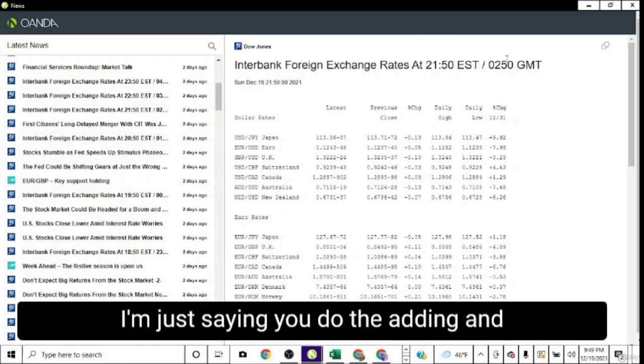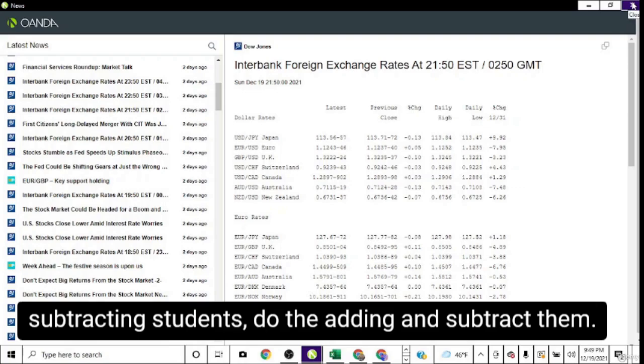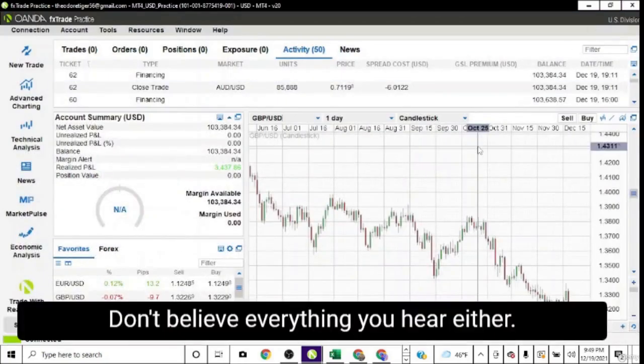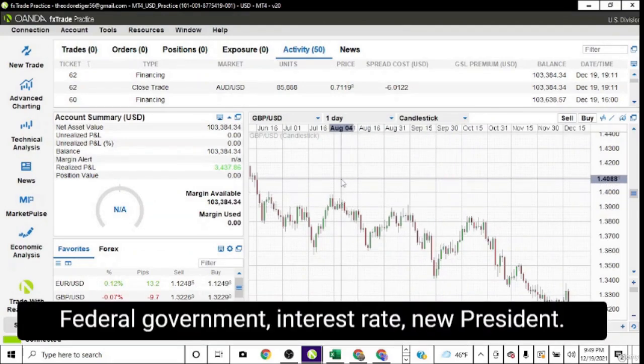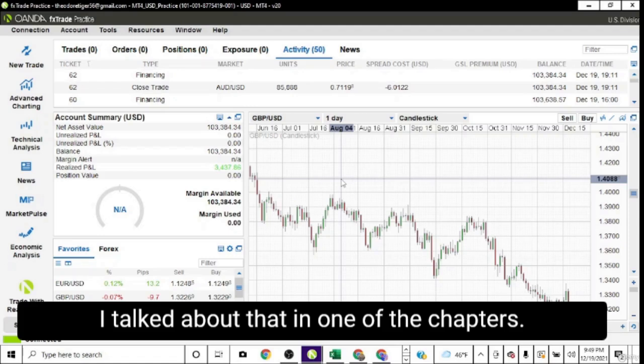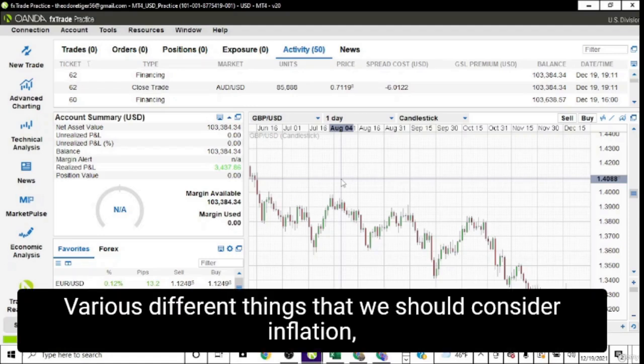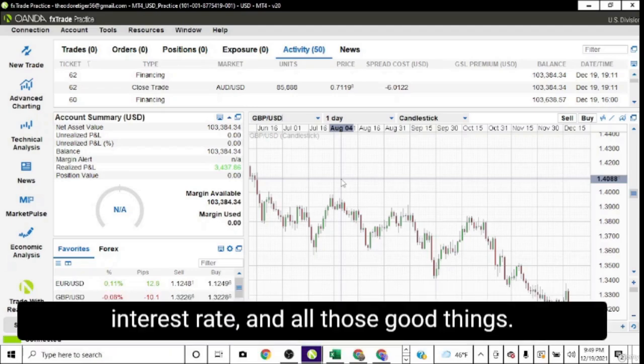I'm just saying. You do the adding and subtracting, students. Do the adding and subtracting. Don't believe everything you hear either. But there are certain things: the federal government interest rate, new president. I talked about that in one of the chapters. Various different things that we should consider, inflation, interest rate, and all those good things.